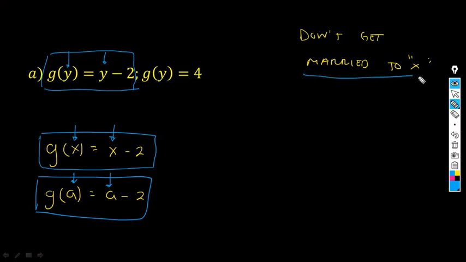So don't get married to x's. This is hard to understand, but you will have to. Okay, there is nothing special about the name that you give to a number.